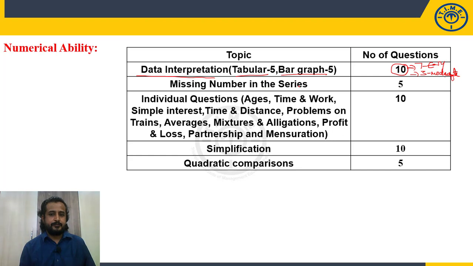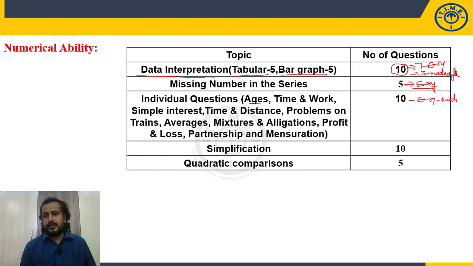Missing number in the series. Here we have not been given a wrong number. They just asked us to find the missing number in the series. 5 questions. All 5 questions are easy. Though very big numbers are given, the logic is very simple. Individual questions appeared from ages, time and work, simple interest, time and distance, problems on trains, averages, mixtures, allocations, all standard topics. So you got a total of 10 questions from miscellaneous, and the level of difficulty is rated easy to moderate.